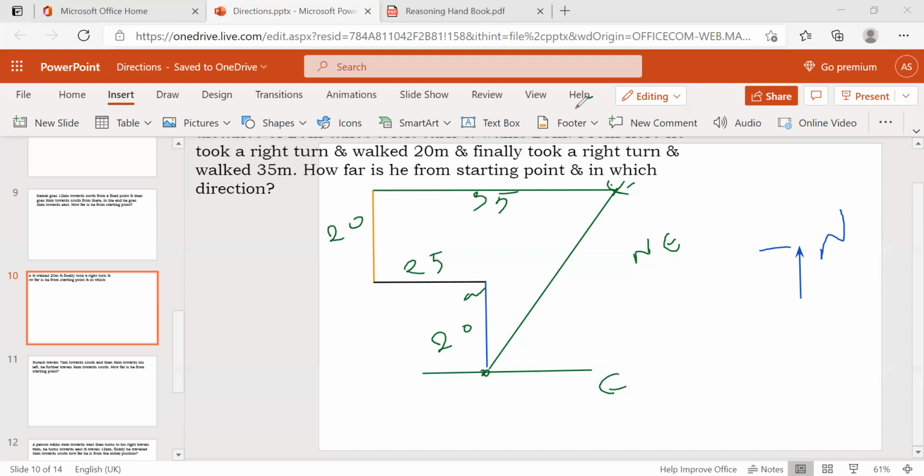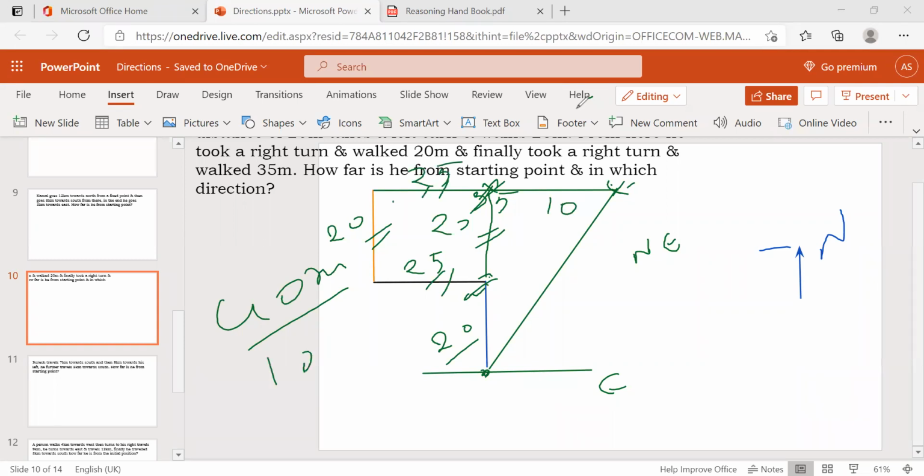And now from here to here, we need to find the distance. From here to here, it is 20. And from here, these two are equal, right? So these also 20. So total from here to here, he walked 40 meters. And from here to here, it is 25. And again he goes backwards, so this will be 25. Total 35. It is 25, it's gone. So remaining 10.